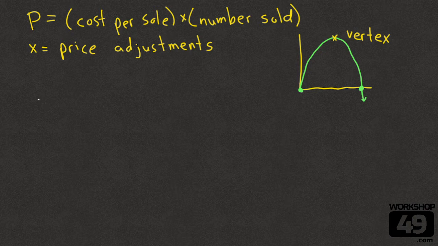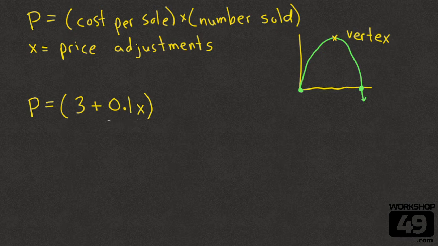Our price equation will become P is equal to our cost per sale, which is our 3, plus 0.1 for 10 cents, because it's 0.1 of a dollar, multiplied by x. If we adjust our price no times, x is 0, 0.1 times 0 is just 0, so it's 3. If we adjusted our price 10 times, it would be 0.1 times 10, which is a whole dollar, which would make it 4. That's how this x is going to work.